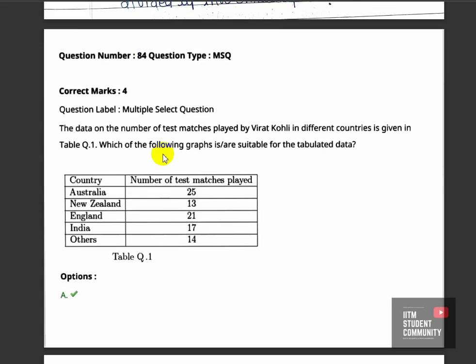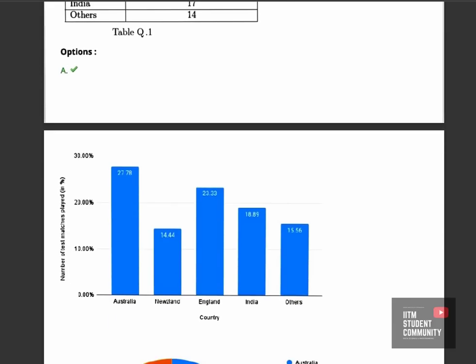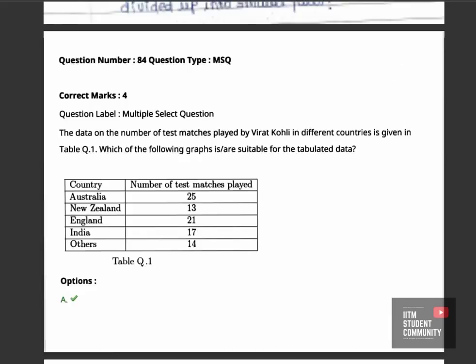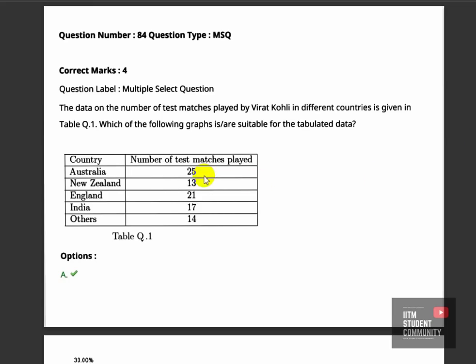Coming to this question, it says the data on the number of test matches played by Virat Kohli in different countries is given in the table. Which of the following graphs are suitable for the tabulated data? Now while seeing these graphs, we basically will find out they have given percent in the country. So we have to convert the above tabulated one into a percentage. So now we will take the total of this table and then we will find out percentage for each country: Australia, New Zealand, England, India and others.